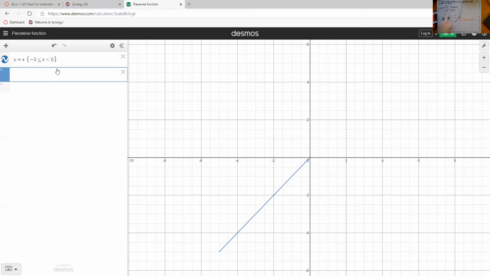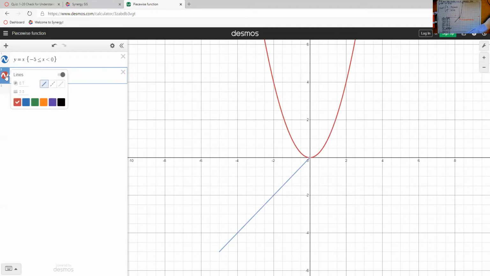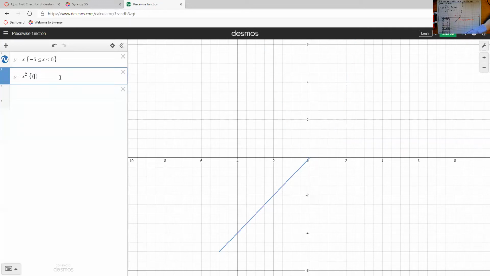Now, we also have a definition that goes y equals x squared, and I'm going to make it blue so that both colors match. But this only applies from 0, when x is greater than 0. There we go. And that's what we drew on the paper.